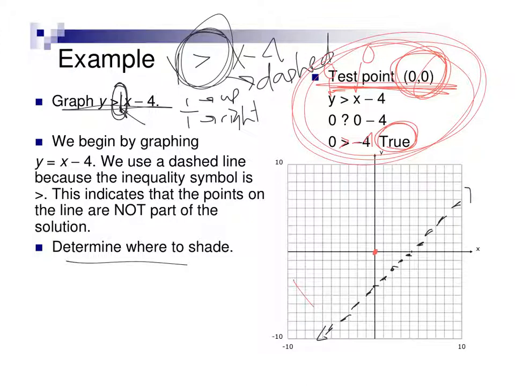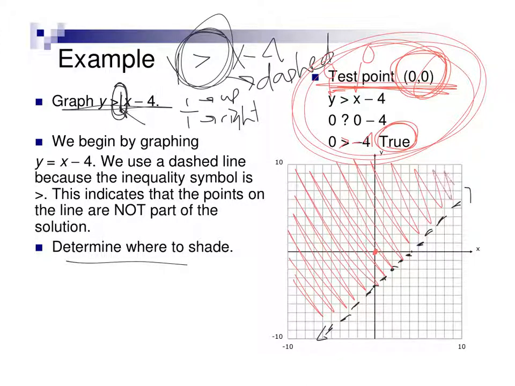So I'm going to shade towards that point. Notice that I shaded my red towards that point. So everything on this side of the line is a solution to this inequality. Again, if the shading doesn't make sense or graphing the line doesn't make sense, make sure that you call me over so that I can clarify.